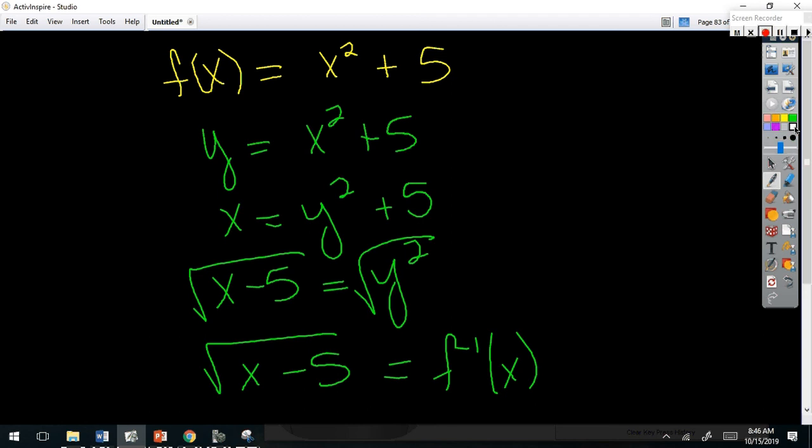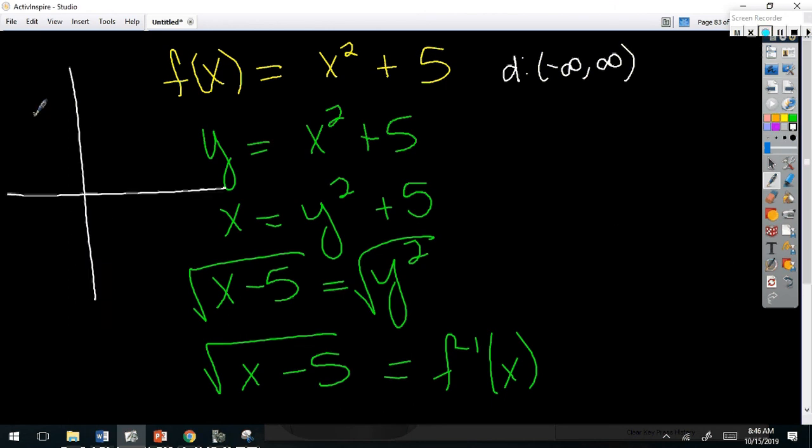But look at the first one. What's the domain of f of x? You see any fractions or radicals in f of x? What's the domain? Negative infinity to infinity. It's a parabola, right? If you were to graph this, it would look like this. This is 5 right here. And tomorrow we'll start talking about graphical transformations, but it's just a slide up by 5.